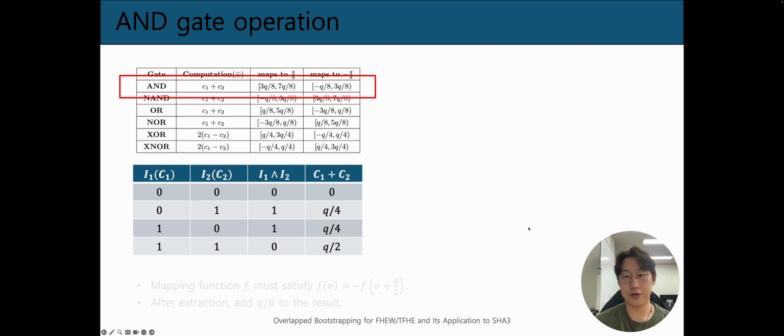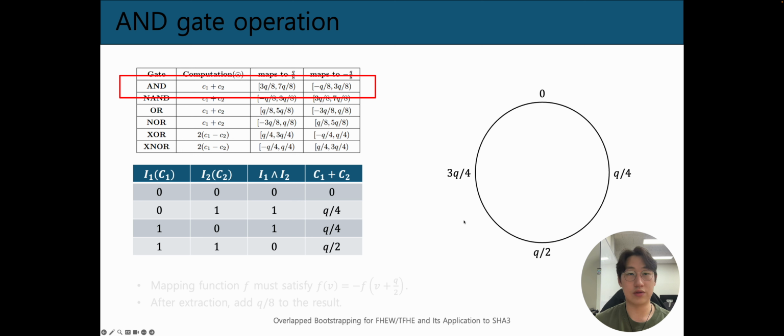To help visualize this, imagine a circle where values increase by 1 in the clockwise direction. And we can place these output values in the truth table accordingly like this. Next, we define a mapping function for these outputs. 0 and Q over 4 are both mapped to 0, and Q over 2 is mapped to 1.